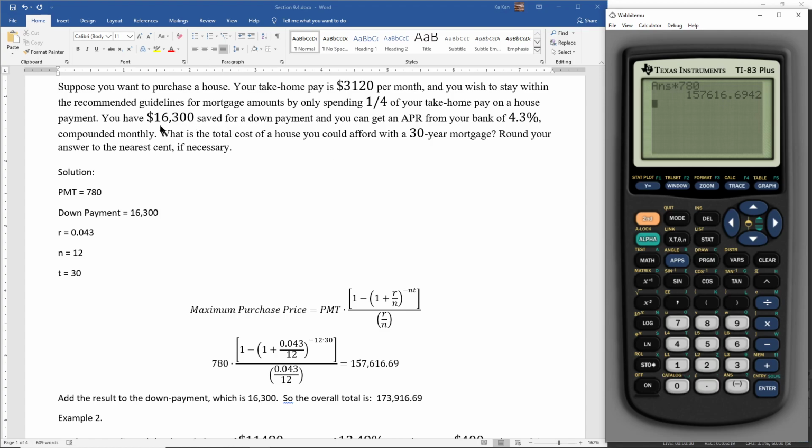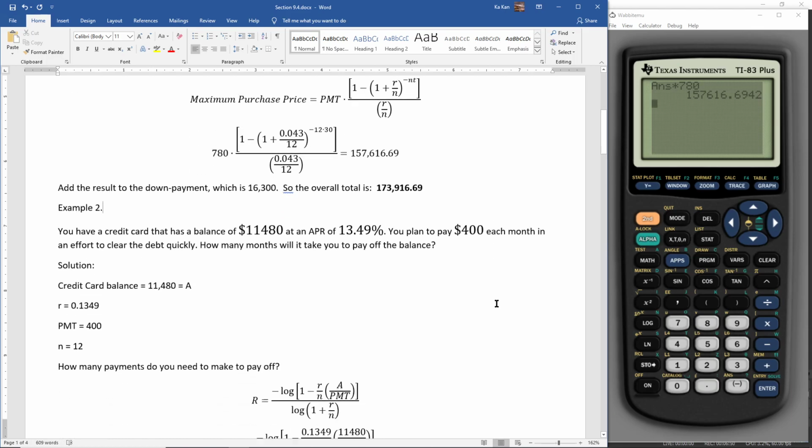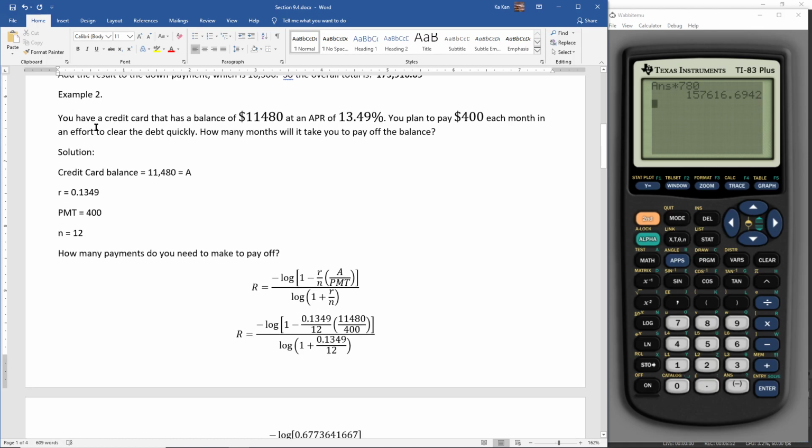However, the problem stated you have a down payment. The down payment was 16,300. So you have to add the result to the down payment, which is 16,300. Once you add them all together, you get this number. So this should be the price you're looking at for the house that you're looking for. 170,916 and 69 cents.